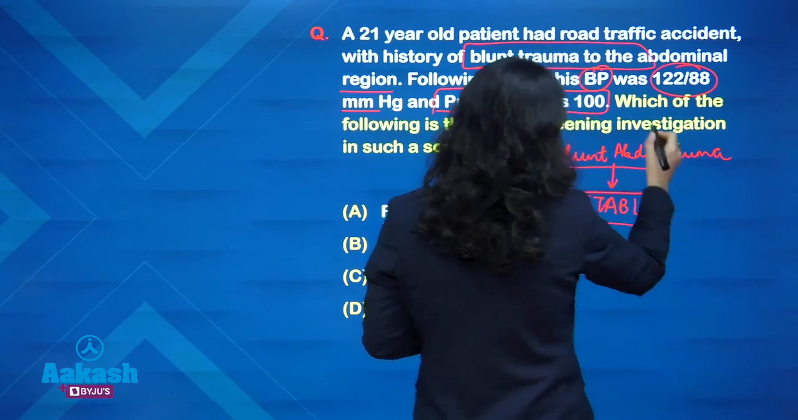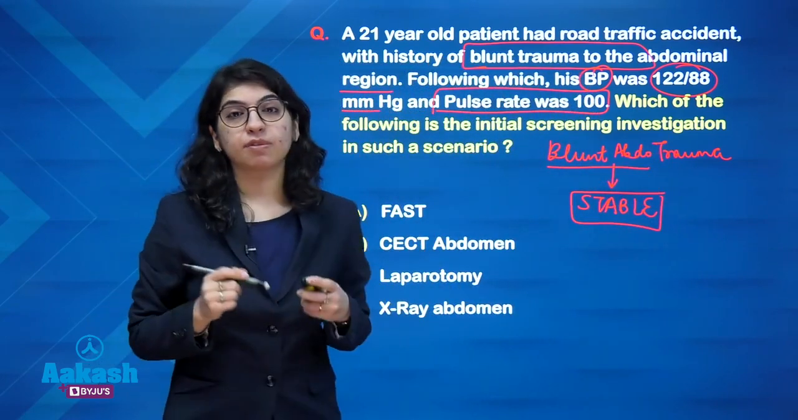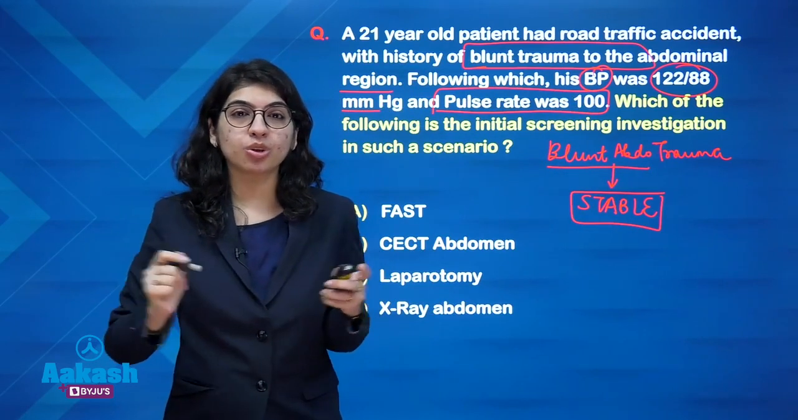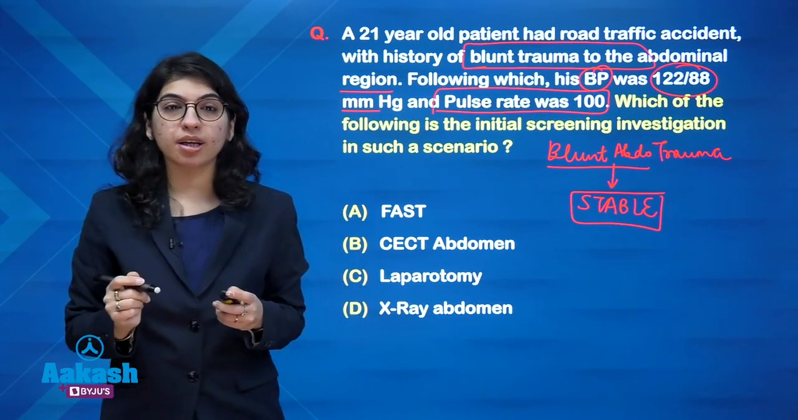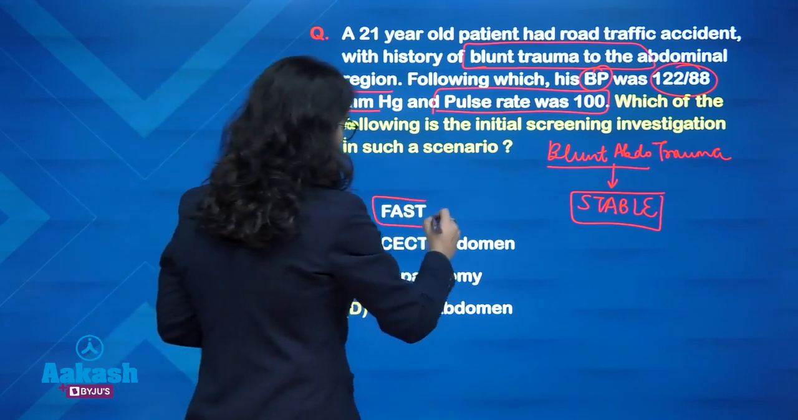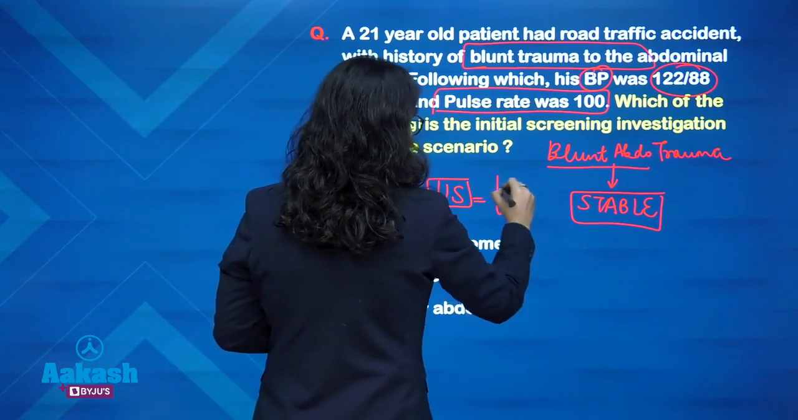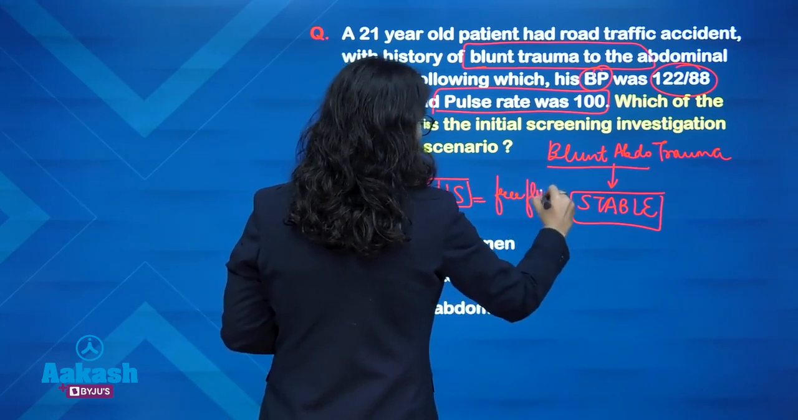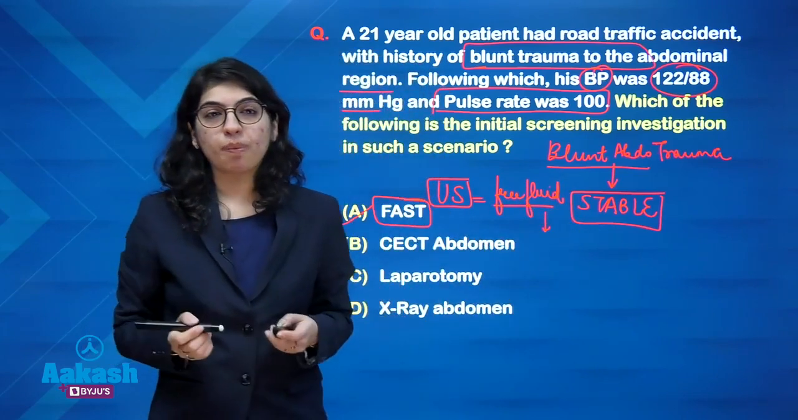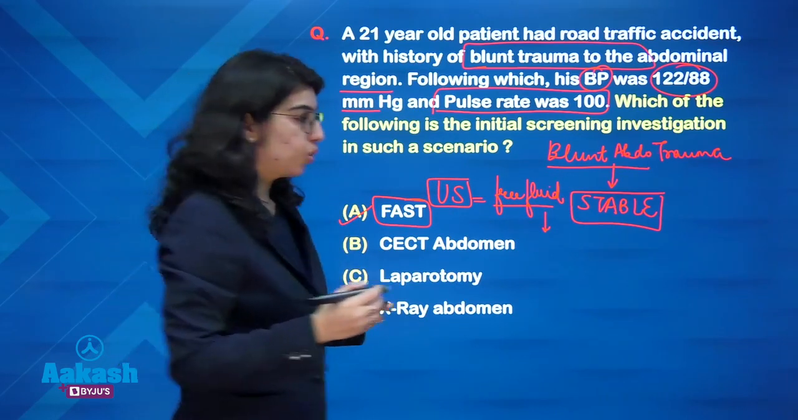In this case, what is your initial screening investigation? Remember, it is FAST. FAST is nothing else but an ultrasound of the abdomen that you quickly do in the emergency setting to look for any free fluid in the abdomen. It is basically to see for any free fluid in the abdominal cavity, which in the setting of trauma is said to be an indirect evidence of hemoperitoneum.